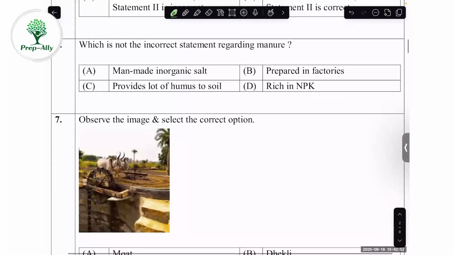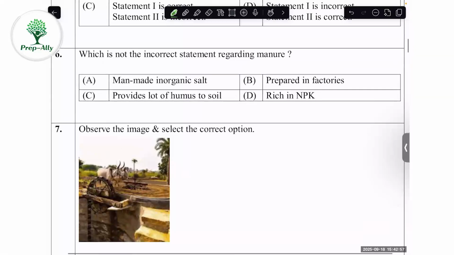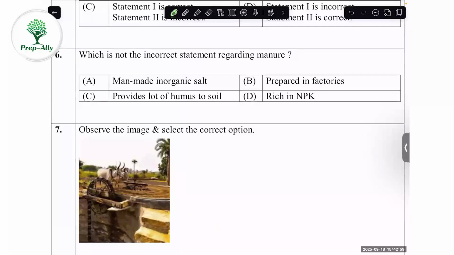Sixth question: which is not the incorrect statement regarding manure. Okay, so they're asking which is not the incorrect statement. So that means they're asking directly which is the correct statement. They didn't ask which is the incorrect statement, or which is not the correct statement. They're asking which is not the incorrect statement. So don't get confused. If two nots come, it symbolically represents a yes, a correct thing.